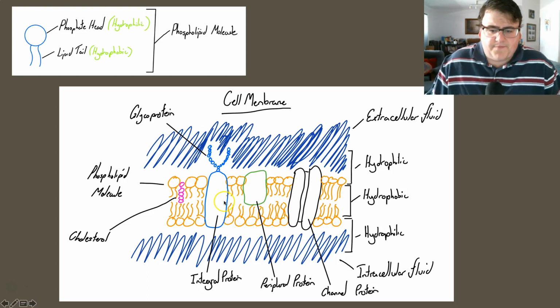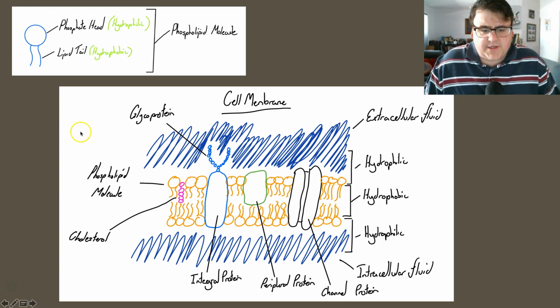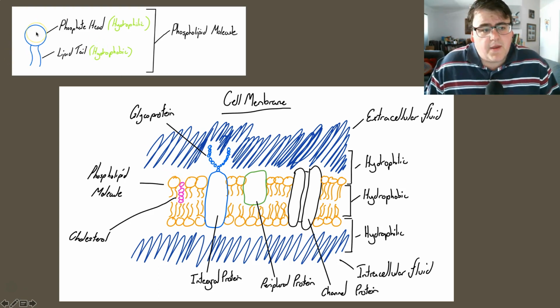What about a cell membrane? Well, now we're going to have a bit of a discussion about the different types of cell membrane, and this is sort of revision from year 11. So first we're going to start over here, where we're looking at our phospholipid molecule. The main component of the cell membrane is a phospholipid bilayer. So 2 layers of phospholipid molecules.